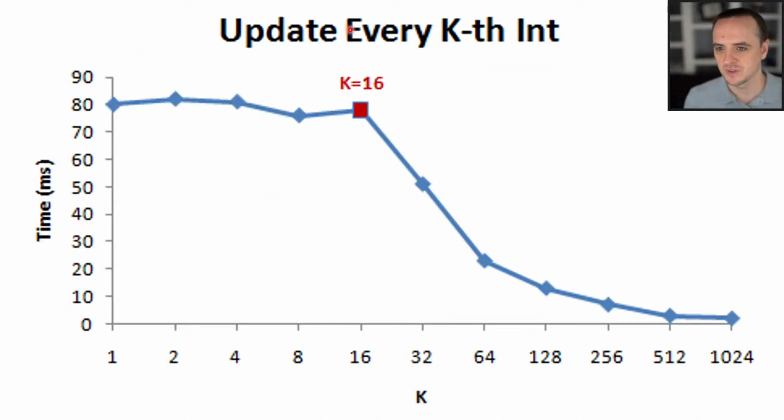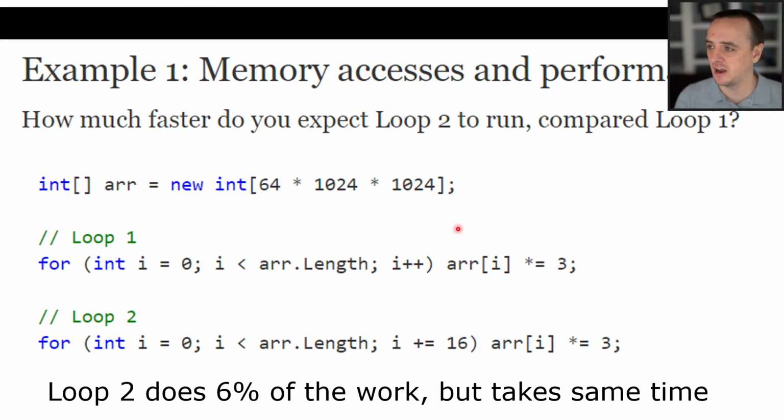Here's a graph of how long it takes that function with different k values. So if I multiply every single value in the array, or I multiply half of them, or 1/4 of them, or every 1/8, or every 16th, it takes the exact same amount of time. Why is that? Well, it's because on this system, the cache line is 64 bytes. So whenever I look up an integer value, the cache gets that integer value and the next 16 values.